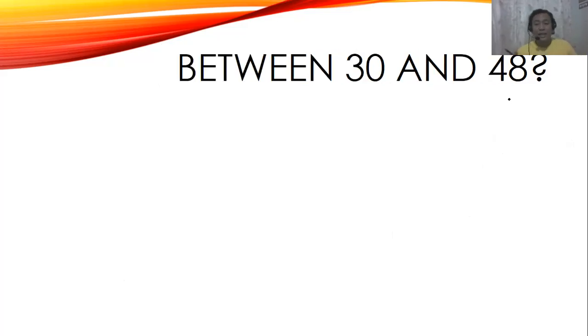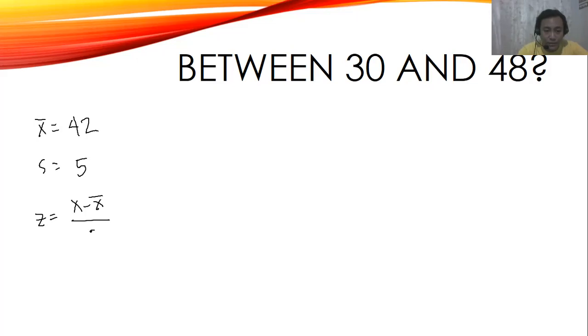Lastly, between 30 and 48, nasa gitna ng 30 and 48. So the mean is 42 and the standard deviation is 5. Tingnan muna natin yung sa 30. The z-score is equal to x minus the mean all over the standard deviation. So we have 30 minus 42 over 5. So this is equal to 30 minus 42 is negative 12, divided by 5, is equal to negative 2.4.